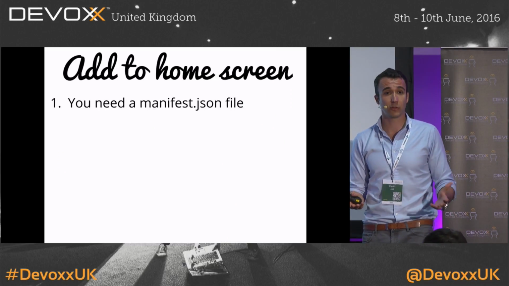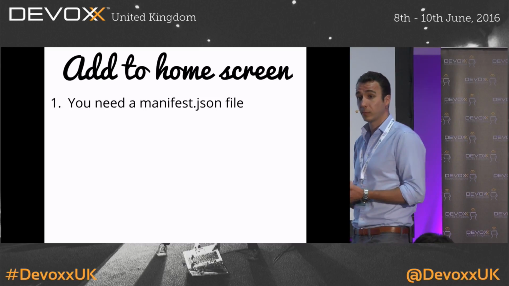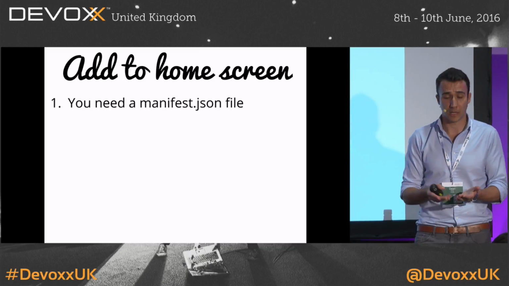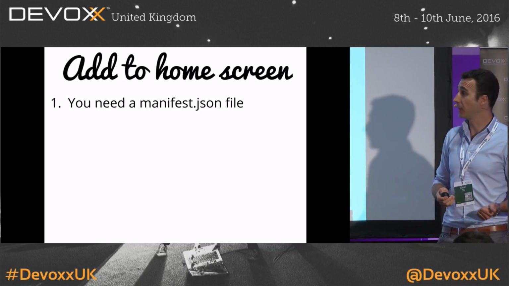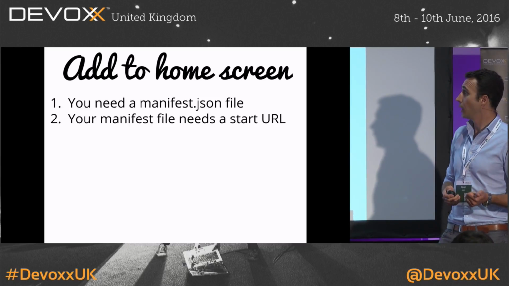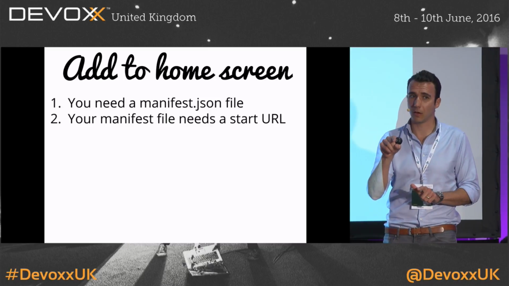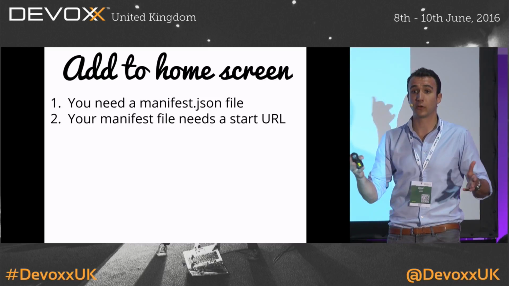And again, to do this revolves around service workers and a manifest file. This manifest.json file, there are a few steps that need to take place before it can automatically start popping up these messages. You need the manifest.json file. Your manifest needs a start URL, because remember, when you click on the icon on your home screen, it needs to know where to go.